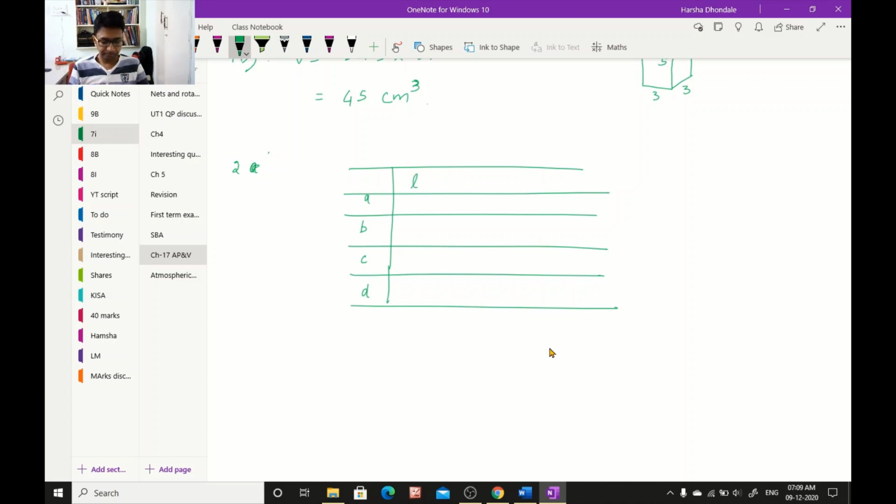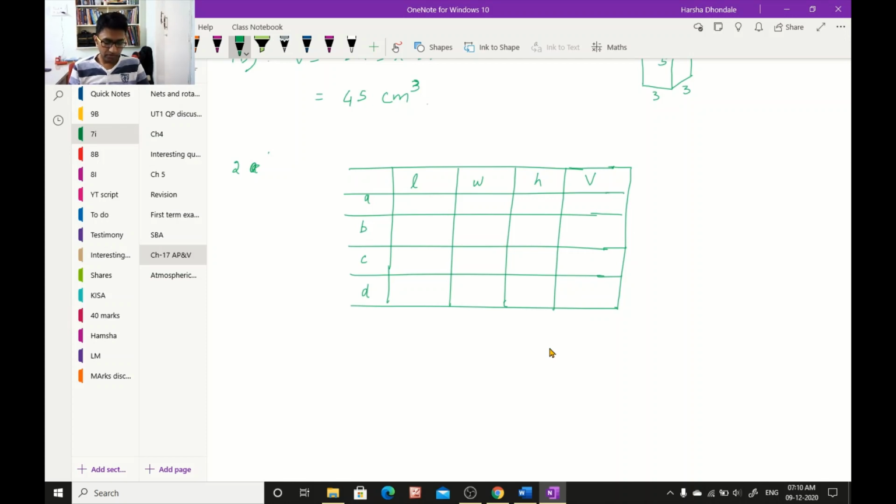Length, it's in centimeter. Width, that's also in centimeter. And then height, that's also in centimeter. And then volume will be in centimeter cube.